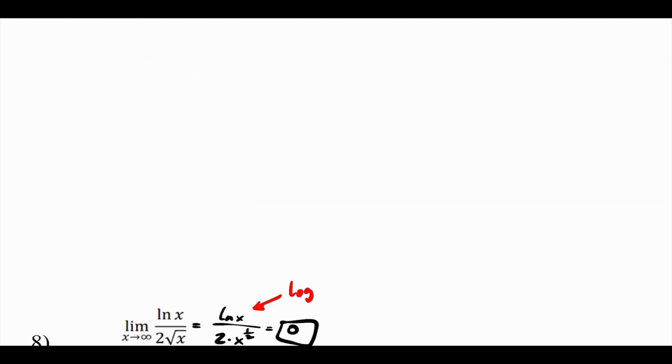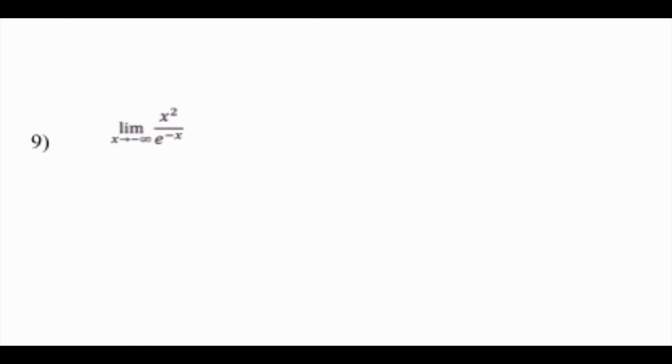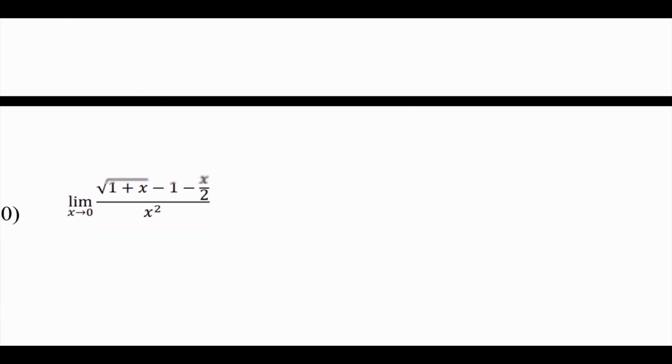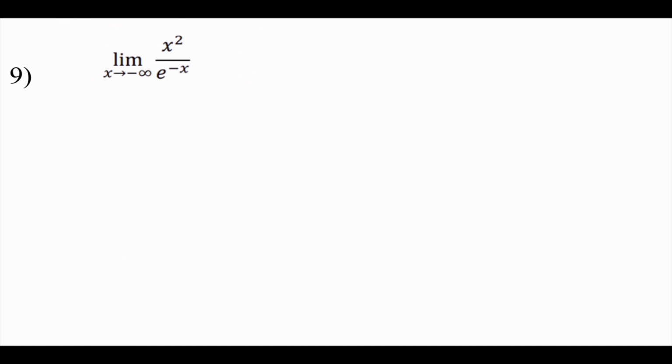All right, let's see. Let's do number 9. Number 10, we kind of did a problem like that. We did a problem earlier with the square root. So let's just do number 9, because number 9 has a negative infinity. Okay, so anytime we have a limit to infinity or negative infinity, there's 3 things we got to look at. Top heavy, bottom heavy, equally distributed, right?